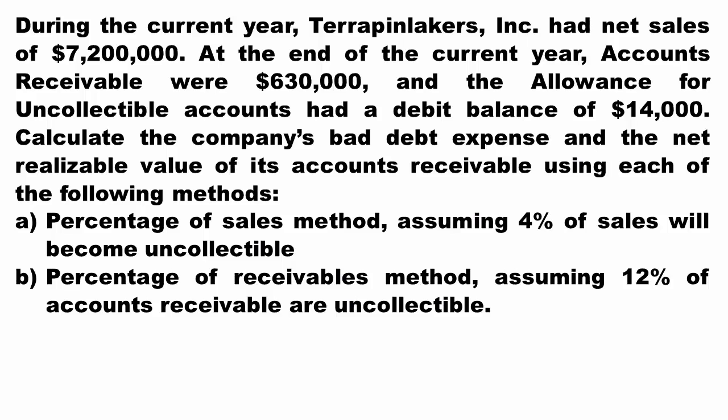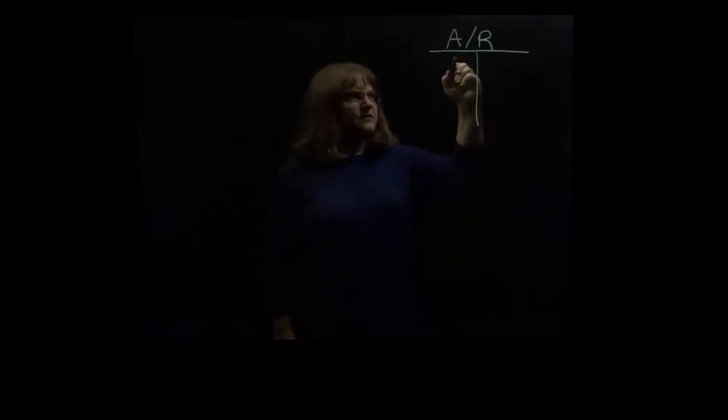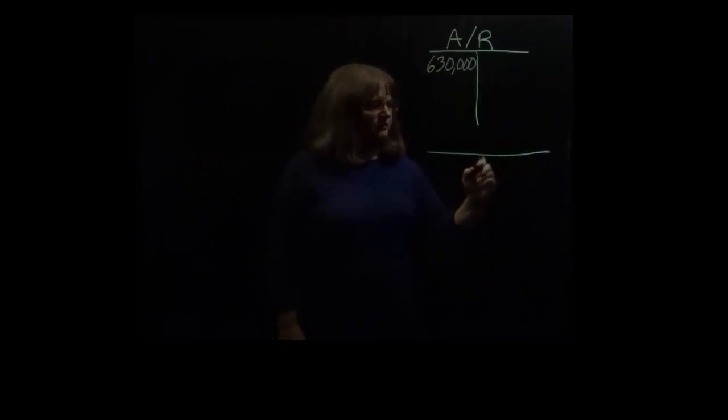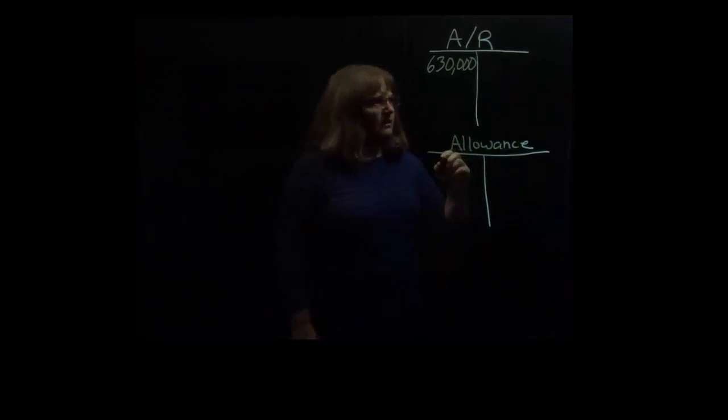Take a look at the problem. Pause the video for as long as you need to read it. Okay, let's start with the information that we're given. We're given accounts receivable at the end of the year as $630,000, and we're given the allowance for uncollectible accounts with a debit balance of $14,000.